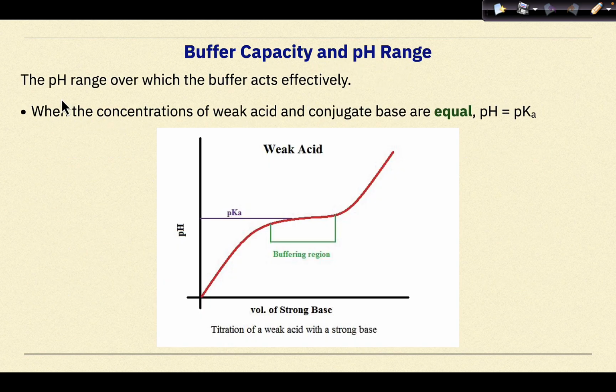Buffer range is defined as the pH range over which the buffer acts effectively. When the concentrations of weak acid and conjugate base are equal, pH will equal pKa. In future videos, we will be discussing buffer capacity in terms of titration curves like the one seen here.